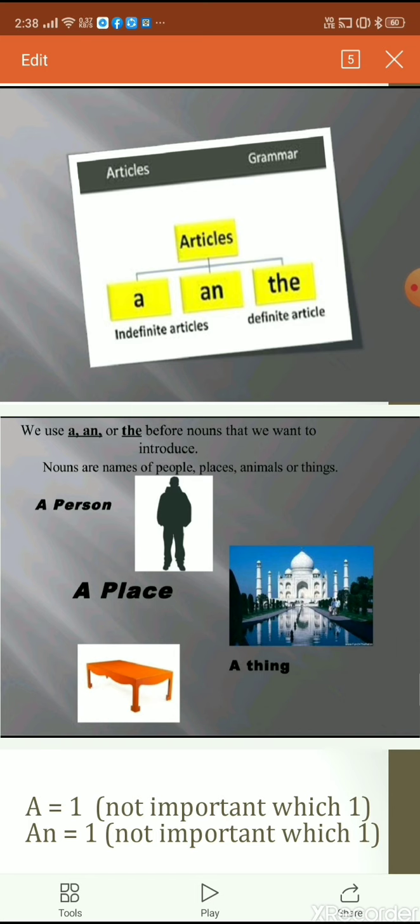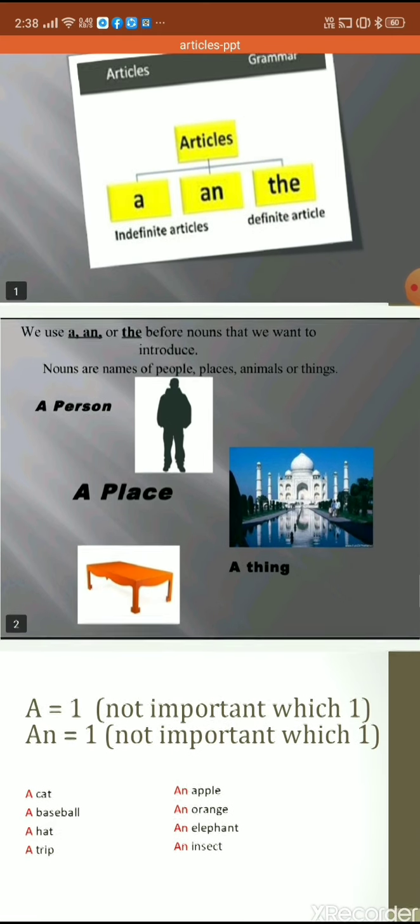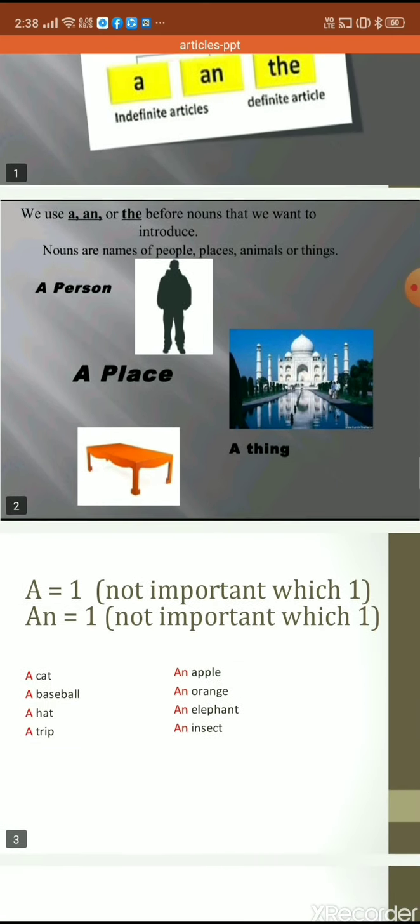Now articles are of two kinds: indefinite articles a and an, and definite article the. Now why do we call them indefinite and definite? We will learn as the lesson progresses. We use a, an or the before nouns that we want to introduce. And what are nouns? Nouns are names of places, people, animals or things.